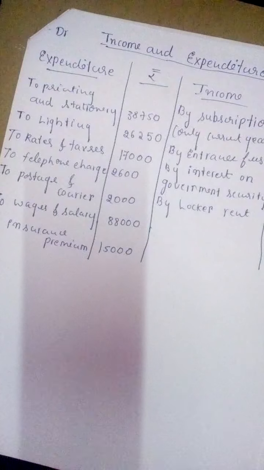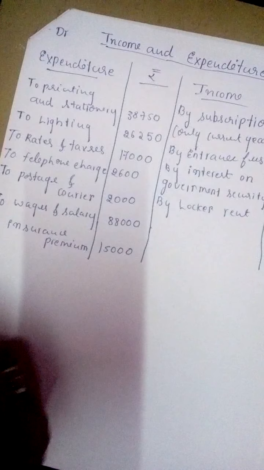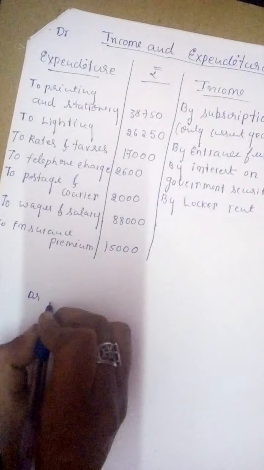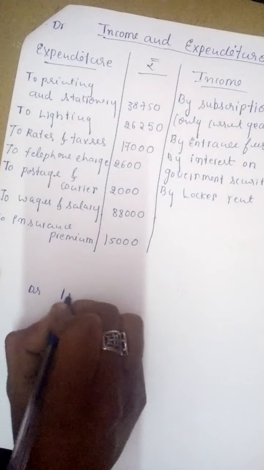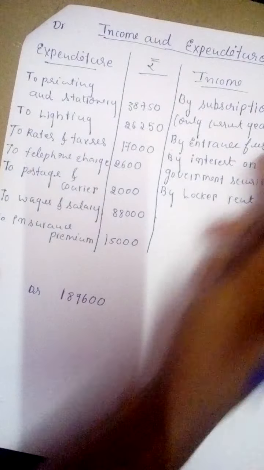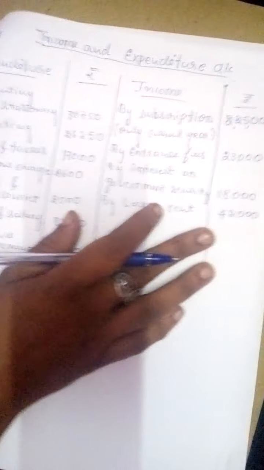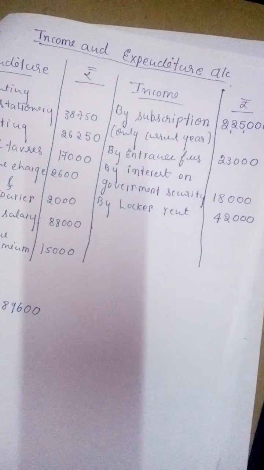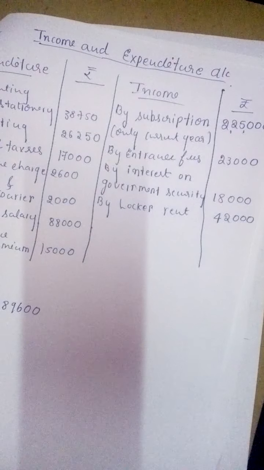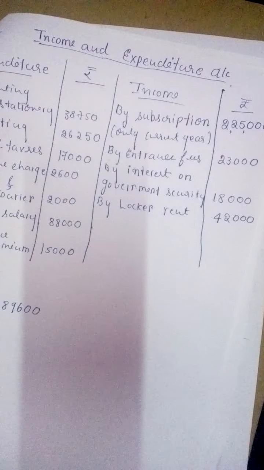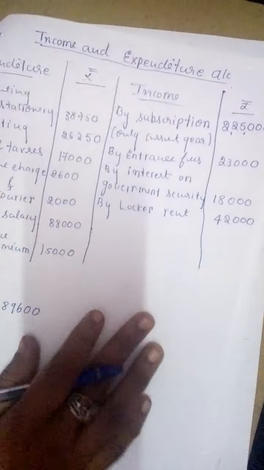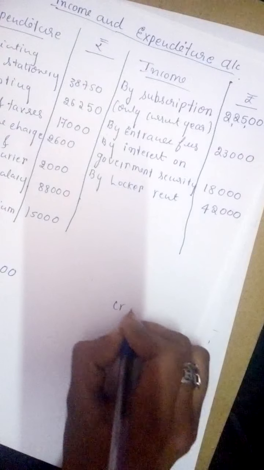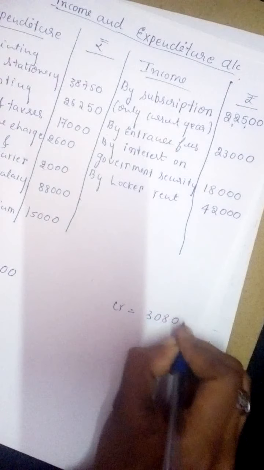So this one is the total of debit side. So I'll write down here. Debit side, that is 1,89,600. So count the credit side. Okay, credit side, that is 2,25,000 plus 23,000 plus 18,000 plus 42,000. What is the total of credit balance? Credit balance is equal to 3,08,000.